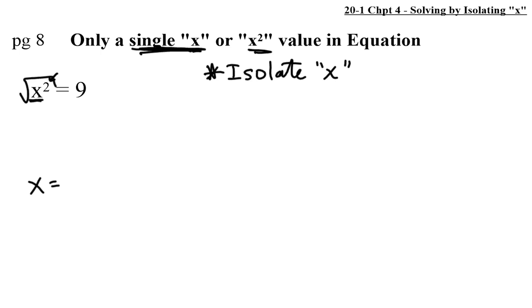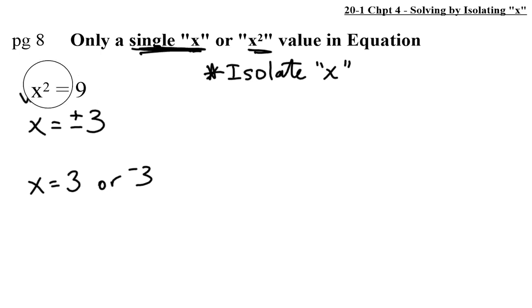So to undo squaring something, we square root. Whatever we do to one side, we do to the other. Square rooting x squared leaves us with x. Square rooting 9 leaves us with 2 possibilities, positive or -3. So x is 3 or -3. There's the solution for that equation.